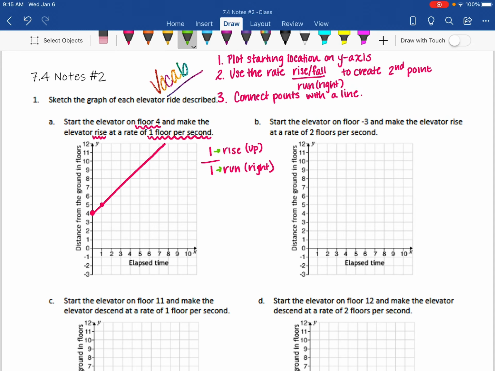Okay, let's take a look at number 2. We're starting on floor -3, which is just 3 floors below ground level. Our elevator is rising 2 floors per second, so our rate is 2 over 1. We know we're rising, so our rate is positive. So we're going to rise or go up, and we're going to run right. Starting at my y-intercept, I'm going to rise 2, run 1, connect the dots.